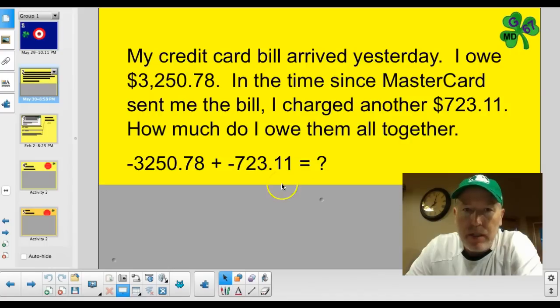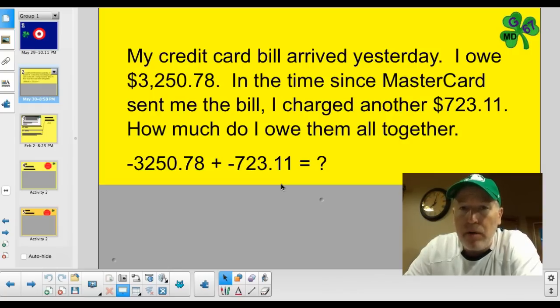Let's do this thing. Here's a problem I dreamed up. It's pretty true. My credit card bill arrived yesterday. I owe $3,250.78. In the time since MasterCard sent me that bill, I charged another $723.11. How much do I owe them altogether?